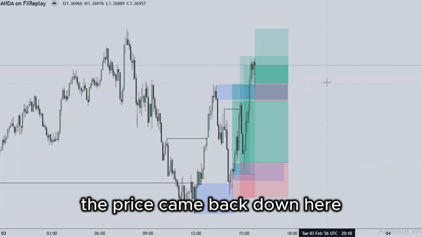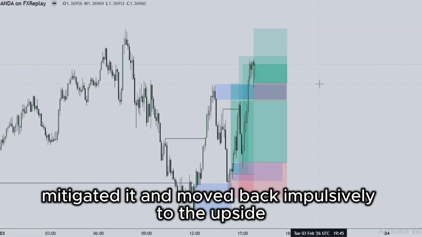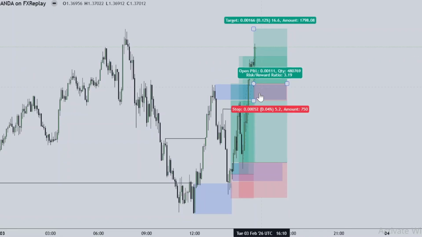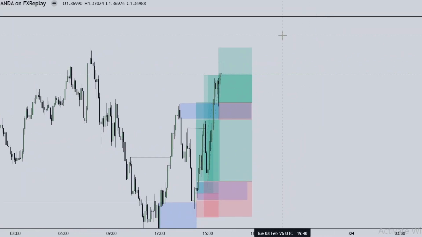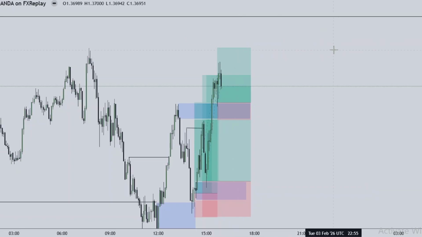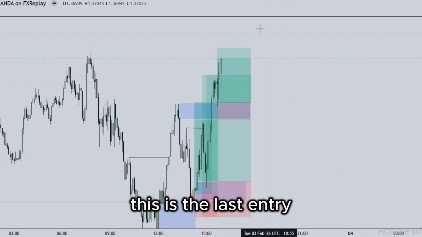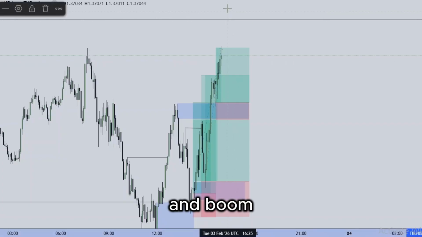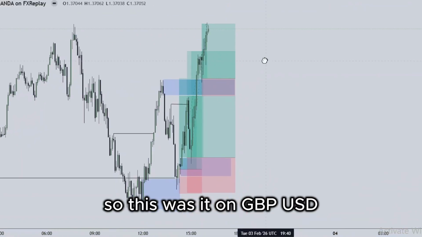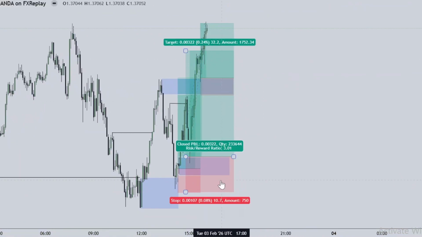So price came back down here, mitigated it, and moved back impulsively to the upside. Two trades are done, and this is the last entry. And boom. So this was it on GBP USD.